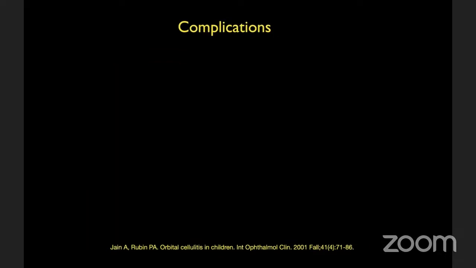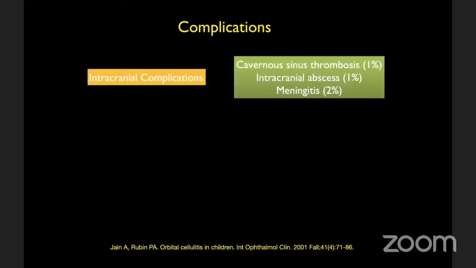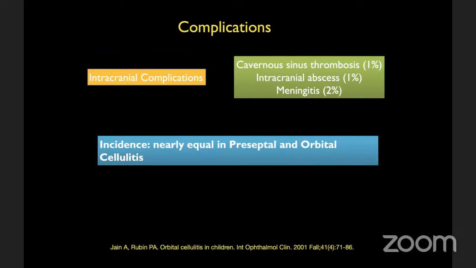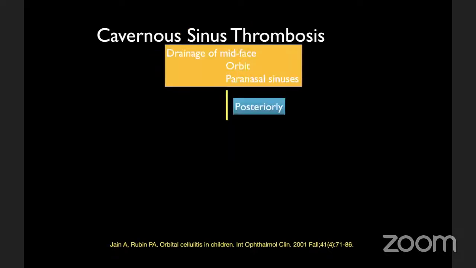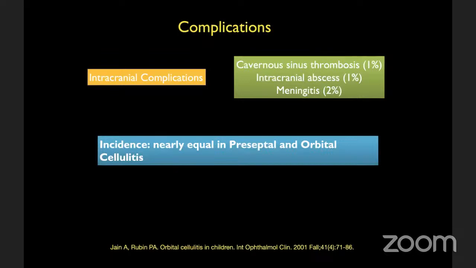These can be some of the complications that occur, and there are also intracranial complications, where it can progress fast to aggressive infections, and progress to cavernous sinus thrombosis, especially with posterior orbital involvement. There can be an intracranial abscess and also meningitis, which is reported in about 2% of cases. So the incidence of all of these complications is almost equal in preseptal and orbital.